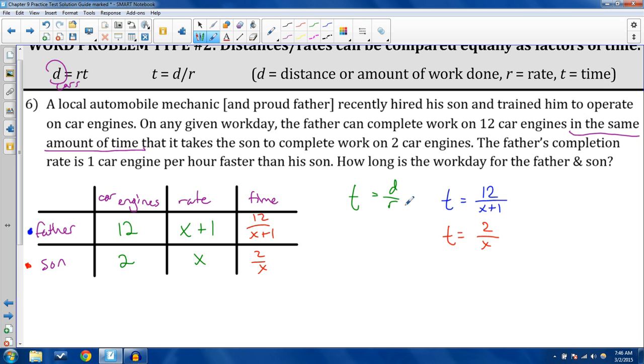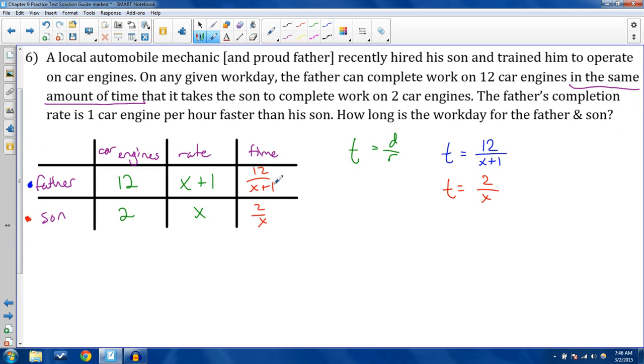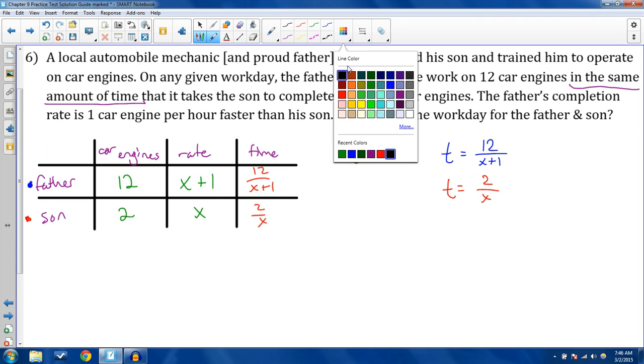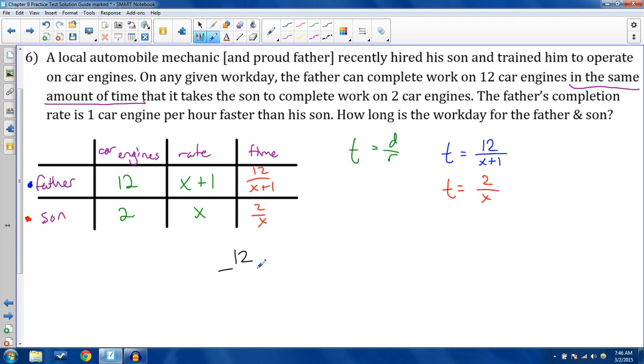How long is the workday for the father and son? So we're going to figure out what the actual time is. If we figure out this x rate for the son, we can figure out the rest. But the important thing here is they complete this work in the same amount of time. So the time that it takes the father to do this at this rate and the son to do this at this rate is equal. So we get to set 12 over x plus 1 equal to 2 over x.